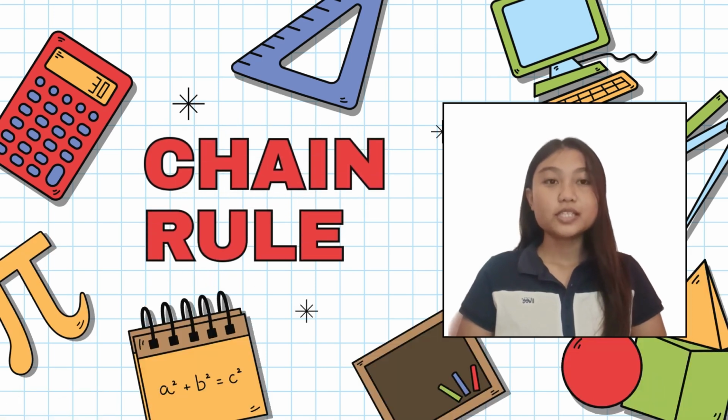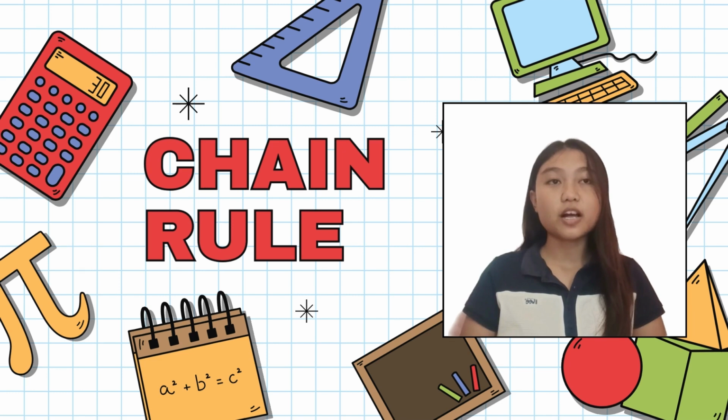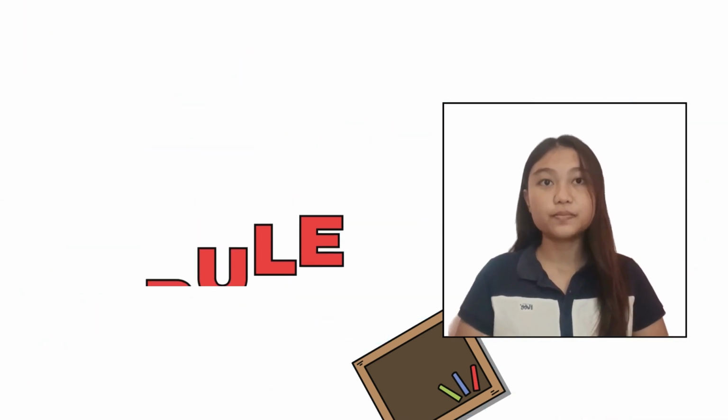Hello everyone! Today, we will discuss the chain rule, which is a rule used in calculus to differentiate composite functions. Composite functions are functions that are made up of other functions. This lesson will help us understand what composite functions are and how to differentiate them correctly using the chain rule.